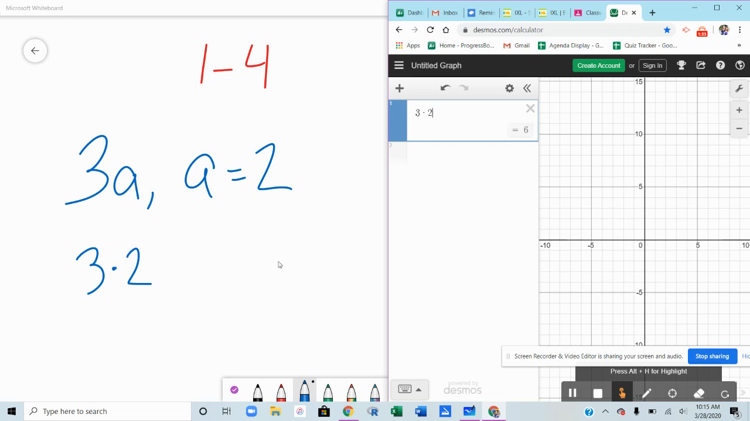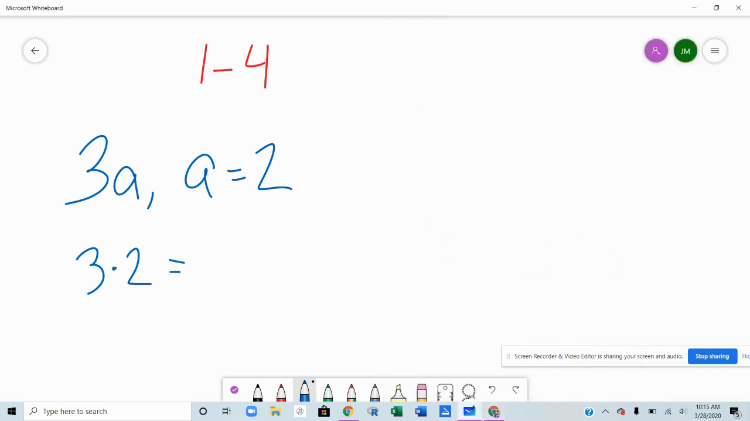The first couple that you'll do here together with me and the first couple you do on IXL are a little bit easier, kind of like this one. So your answer is just 6.